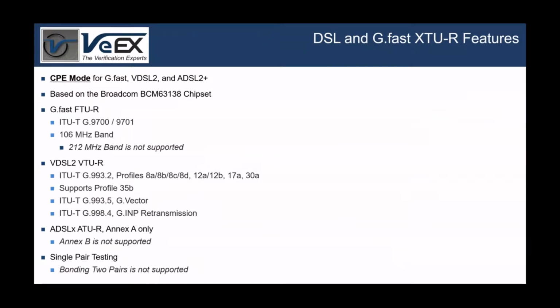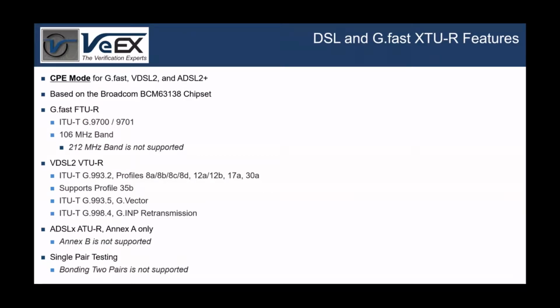The test features offered for G.fast DSL is CPE mode. It is based on the industry-leading Broadcom BCM63138 chipset. This has the maximum interoperability with the predominant DSLAMs out in the market today.